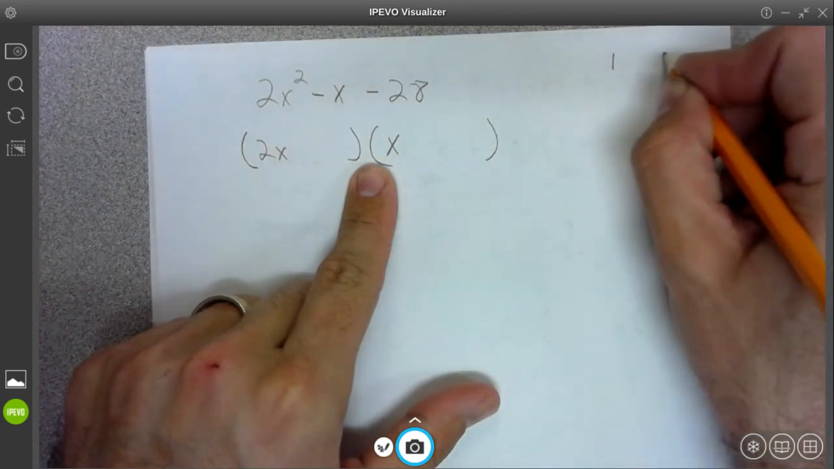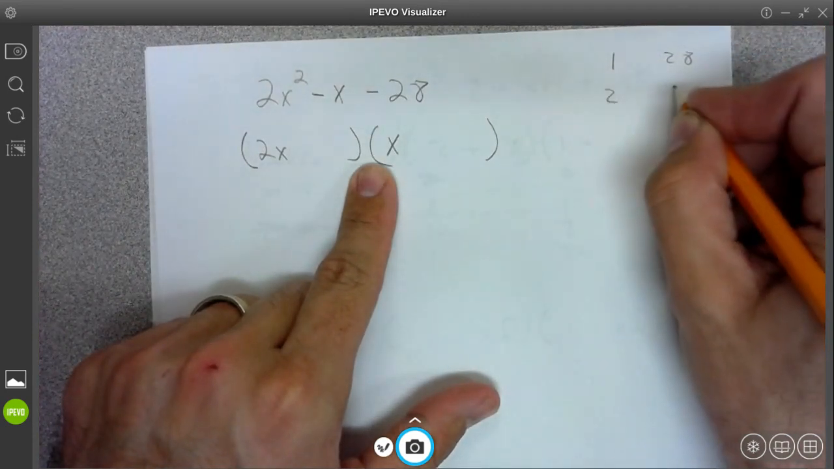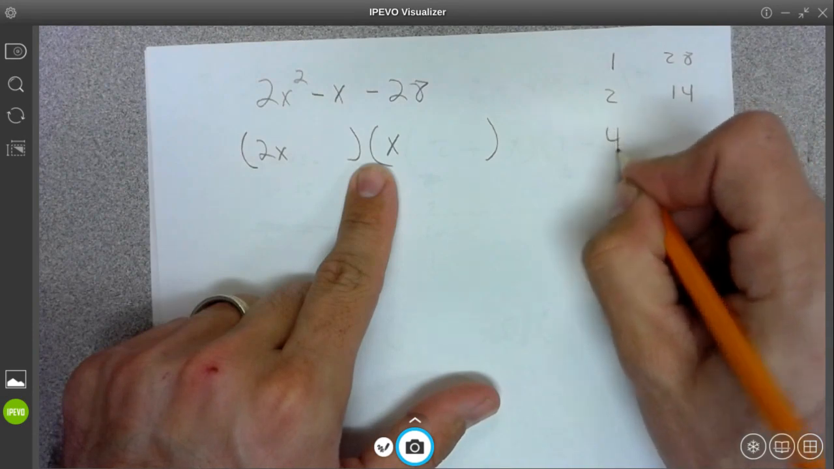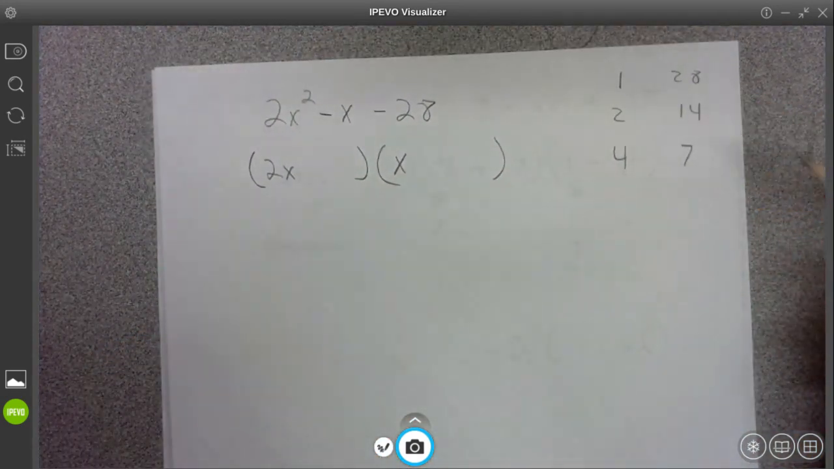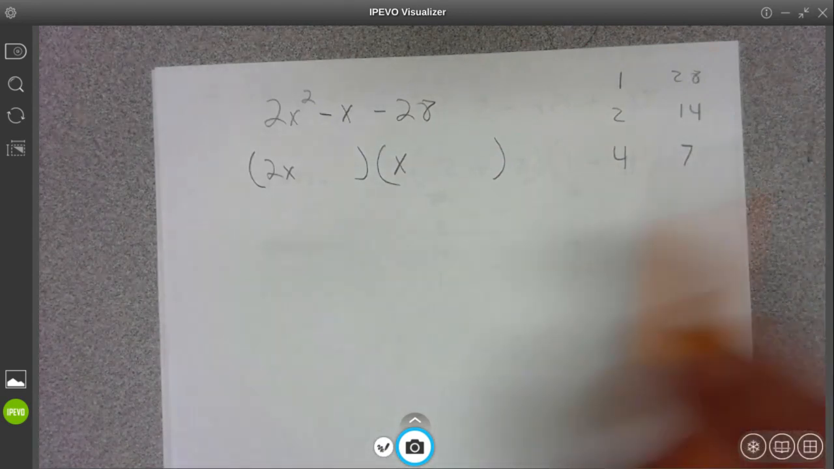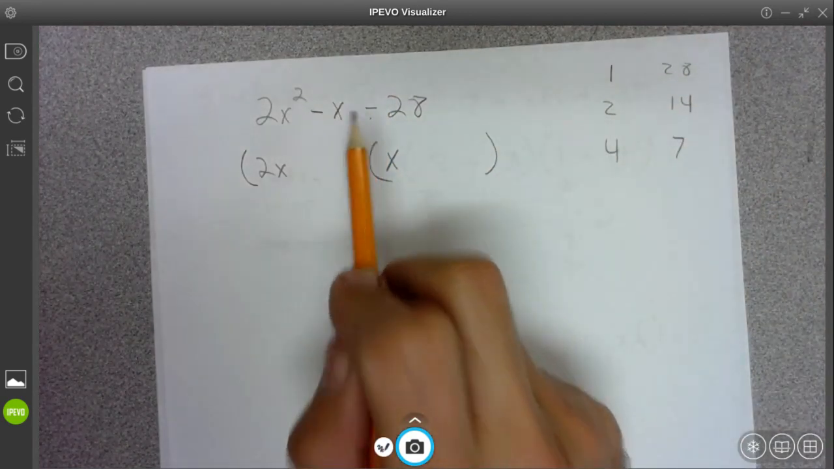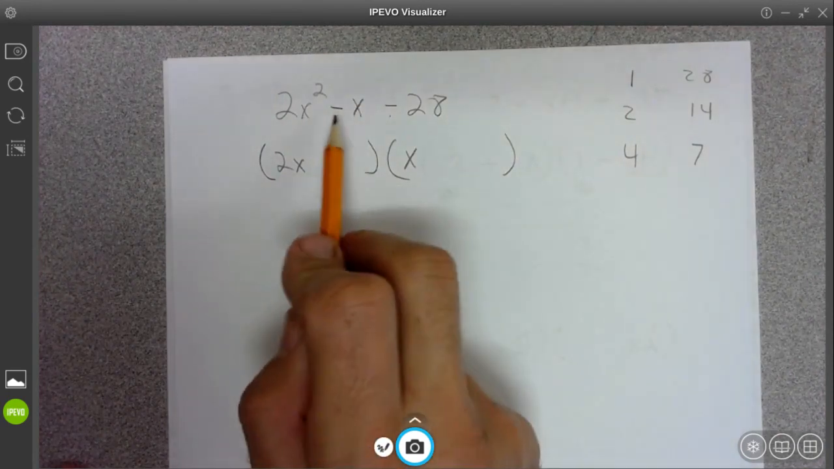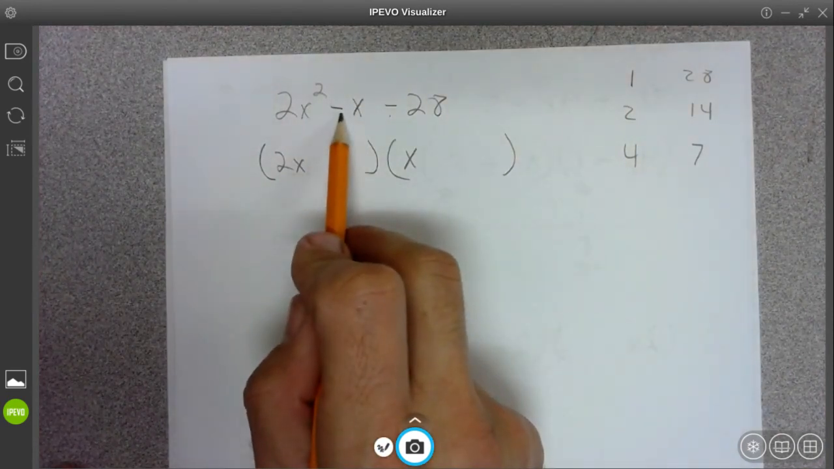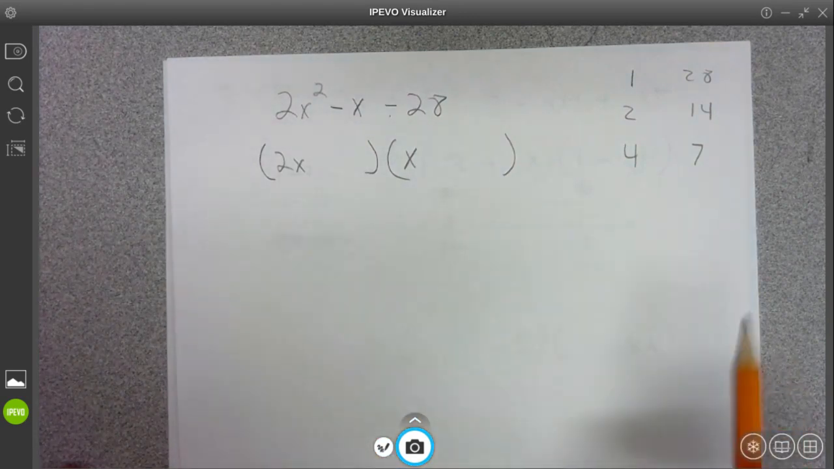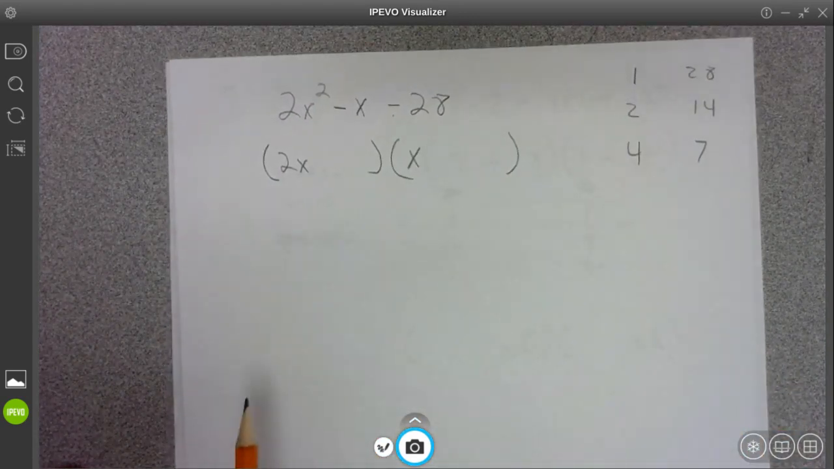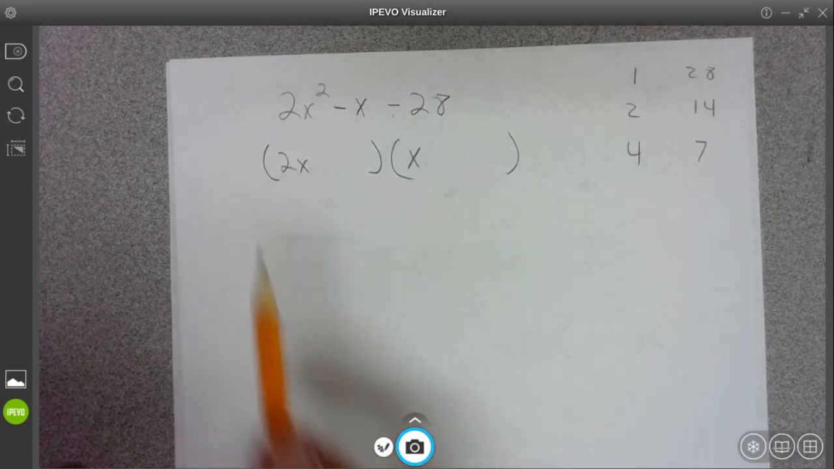Unfortunately, we could have 1 and 28. We could have 2 and 14. Or we could have 4 and 7. So we've got several options here this time. One is going to be positive, one's going to be negative. And I don't think you can always rely on the rule that normally the sign of the bigger number is negative.